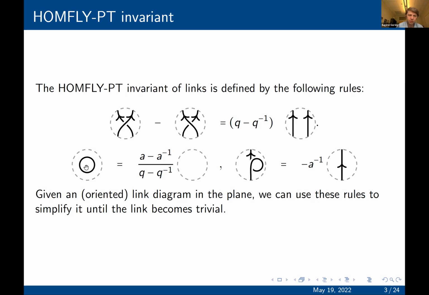And then if you have a separate circle, disjoint from the rest of the diagram, you put this factor, A minus A inverse over Q minus Q inverse. And if you have a curl, that non-invariance in the first line means that the first Reidemeister move adds a factor of negative A inverse in this normalization. It's a standard fact that if I have any oriented link diagram on the plane, I can use this rule to simplify it until the links become trivial and compute the Homfly polynomial inductively. It doesn't matter how I simplify the diagram, so it's well defined up to some power of A again, because I use this non-standard normalization. So that's clear.